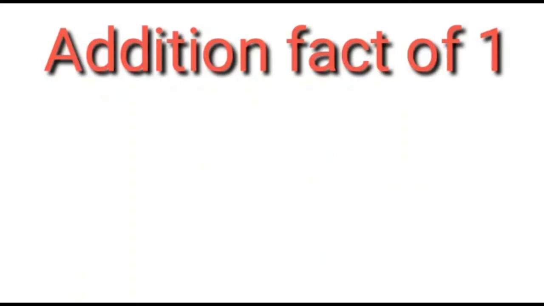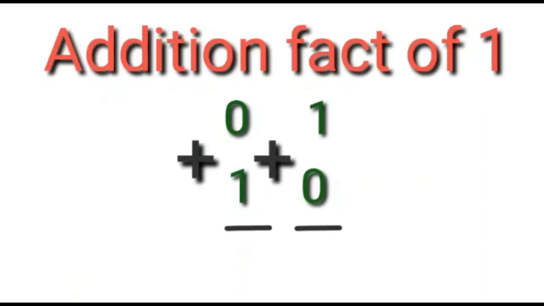Addition fact of 1. In this, we have to write the numbers from 0 to 1. Now, we have to add the reverse numbers, that is, 0 we have to add with 1 and for 1 we have to add 0. Now, let us add the numbers. 0 plus 1, 1. 1 plus 0, 1. This is the addition fact of 1.